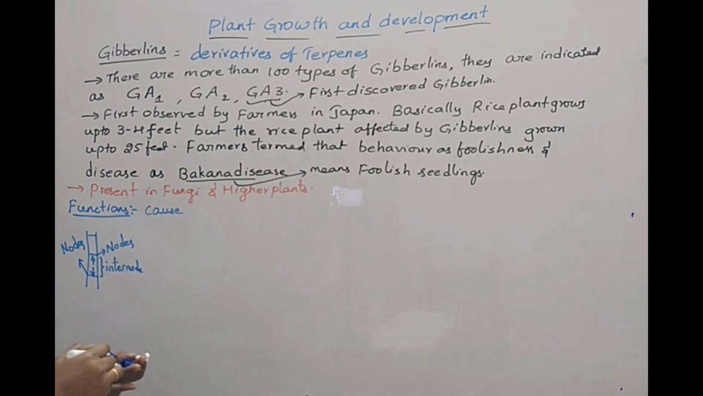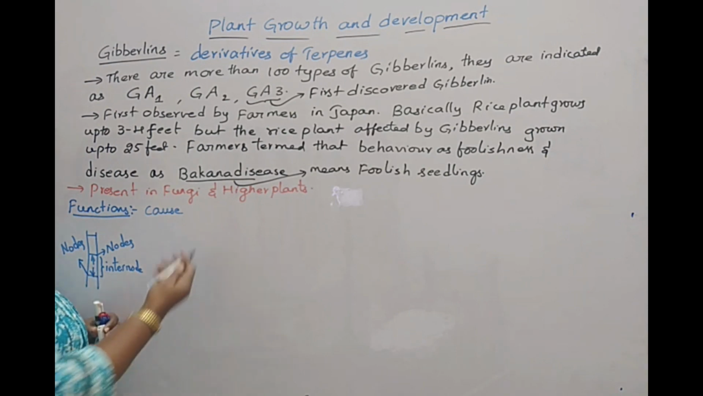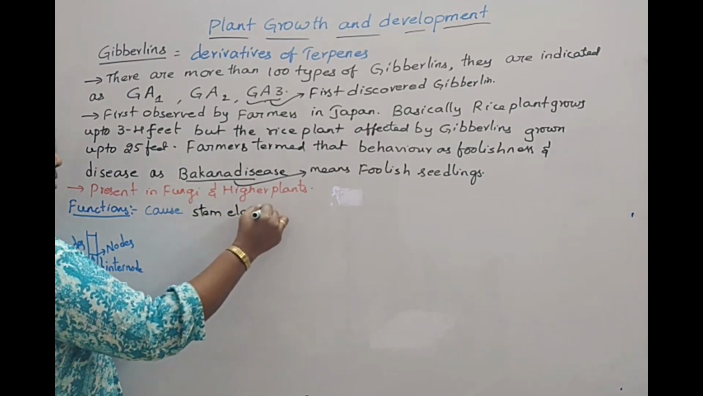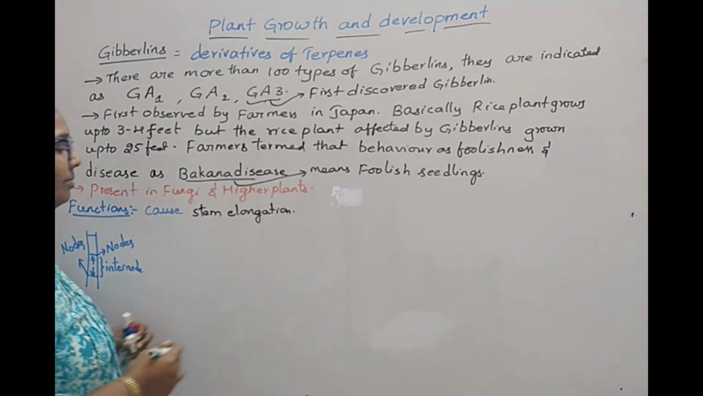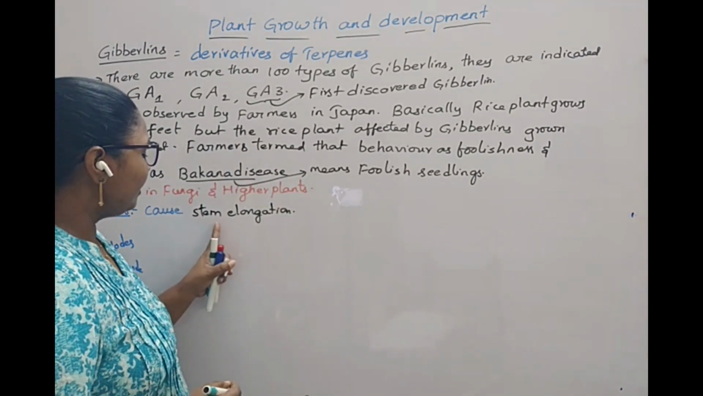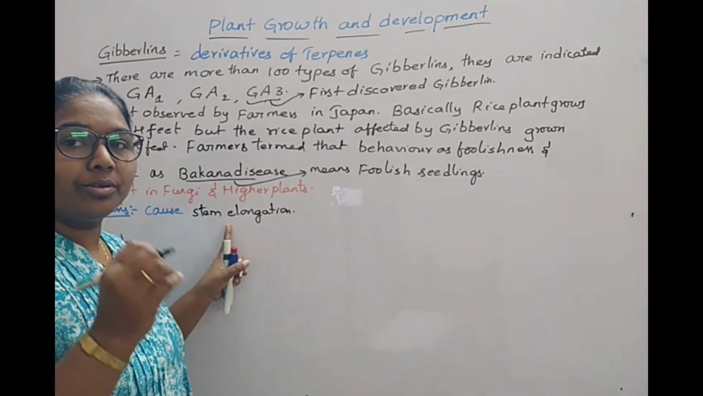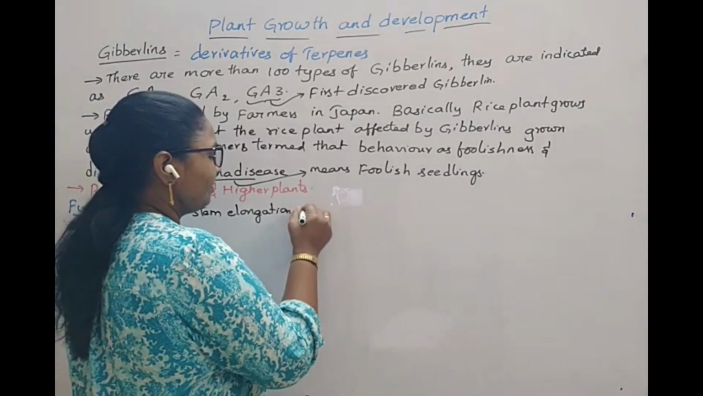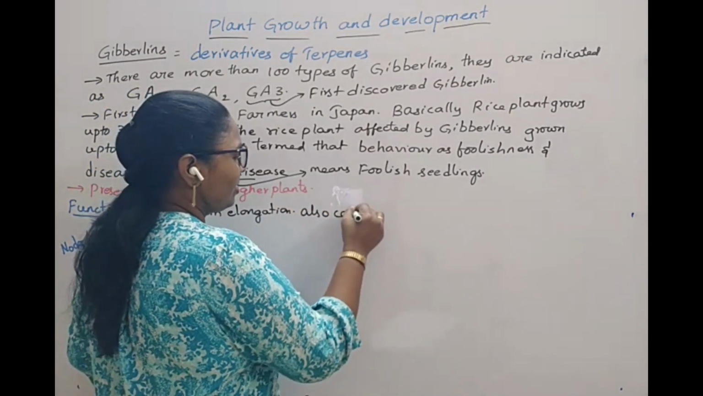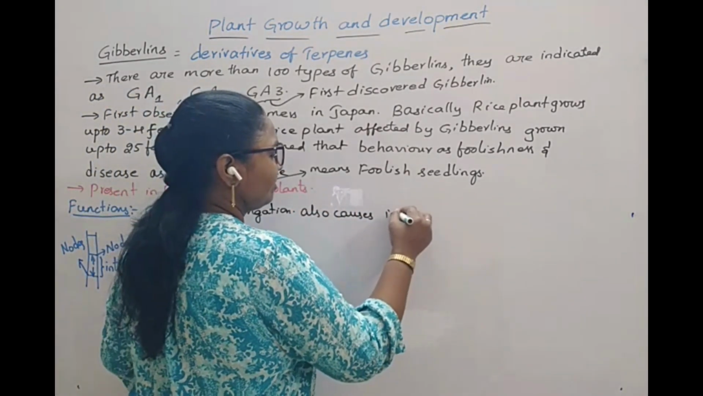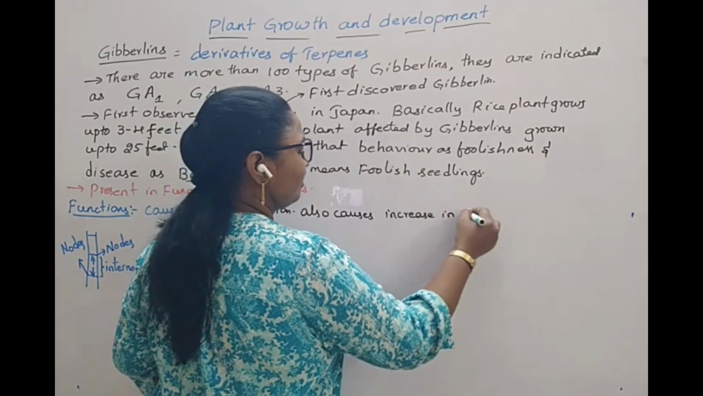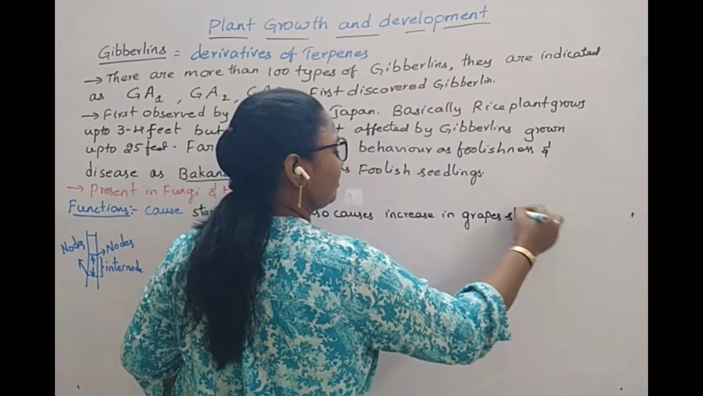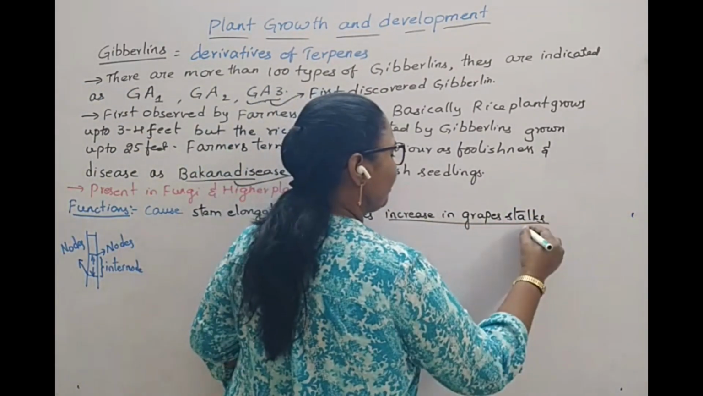They cause stem elongation. In such a way as they are increasing stem elongation, they also cause an increase in the stalk length in grains. Also causes. This is an important point.